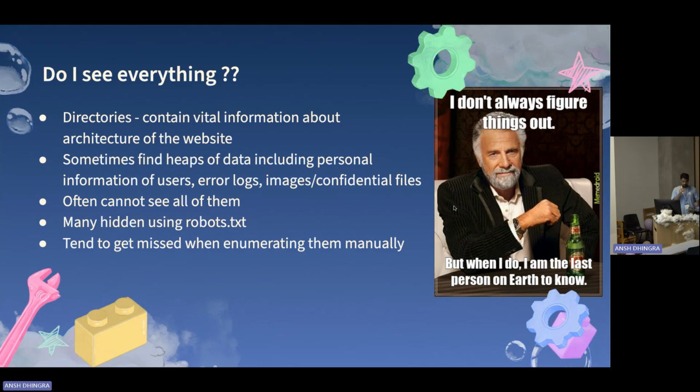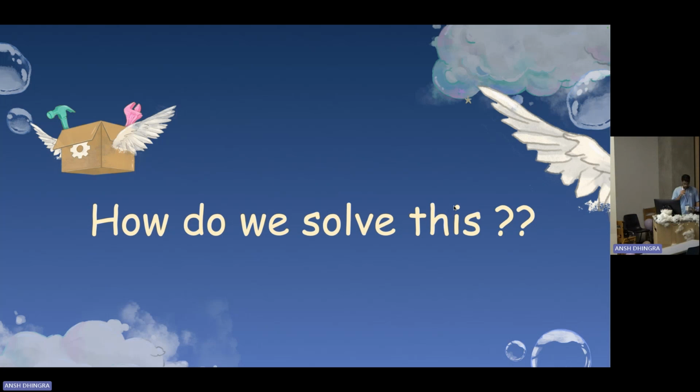You asked me why it's important. Well, sometimes they can have error logs or confidential files that can tell me what kind of server it's running on, and I can also find usernames and those kinds of files. And often we cannot see all of them. Some of them are also hidden using the robots.txt file. Essentially, a robots.txt file tells the web crawler to go on the website and not show the file as is. How do we solve this?